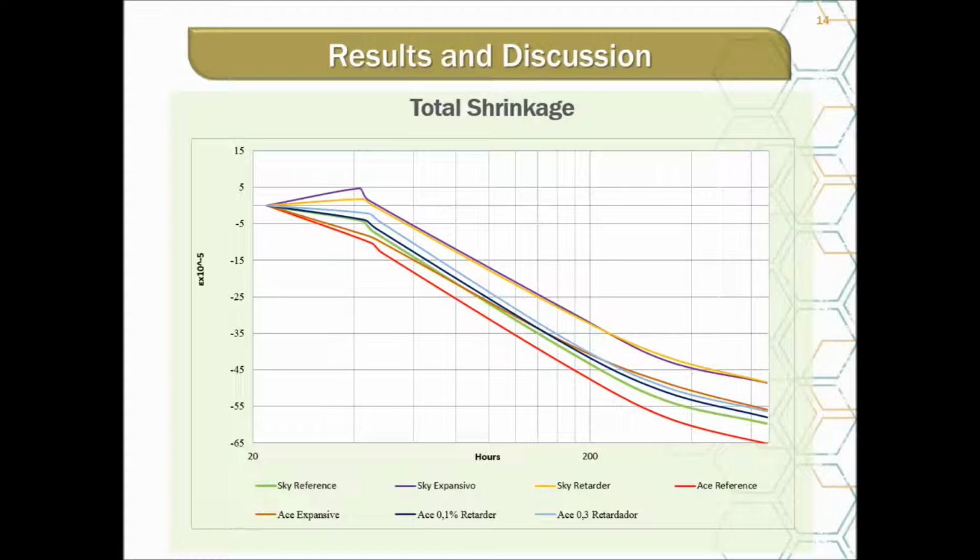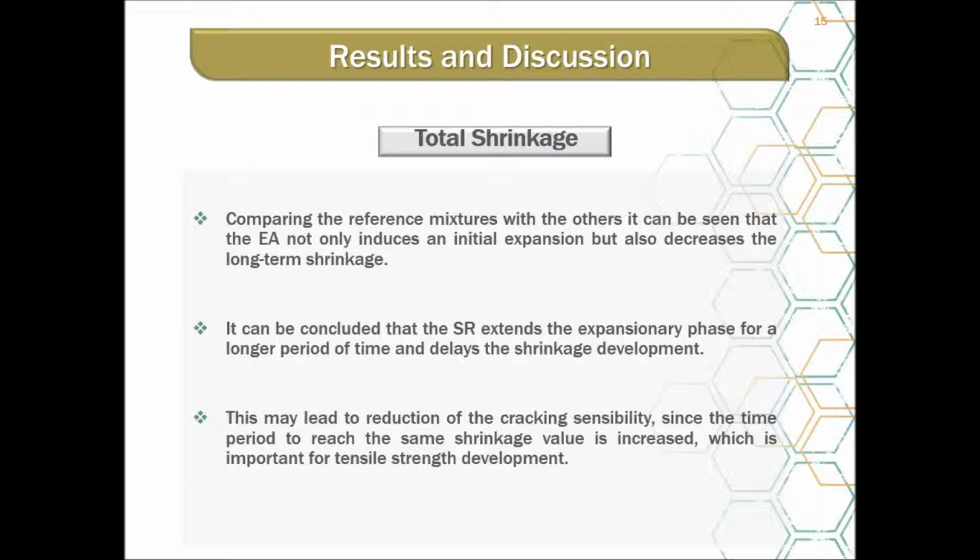Total shrinkage. Comparing the reference mixtures with the others, it can be seen that the expansive admixture not only induces an initial expansion, but also decreases the long-term shrinkage. It can be concluded that the set retarder extends the expansionary phase for a longer period of time and delays the shrinkage development. This may lead to a reduction of the cracking sensitivity, since the time period to reach the same shrinkage value is increased, which is important for tensile strength development.